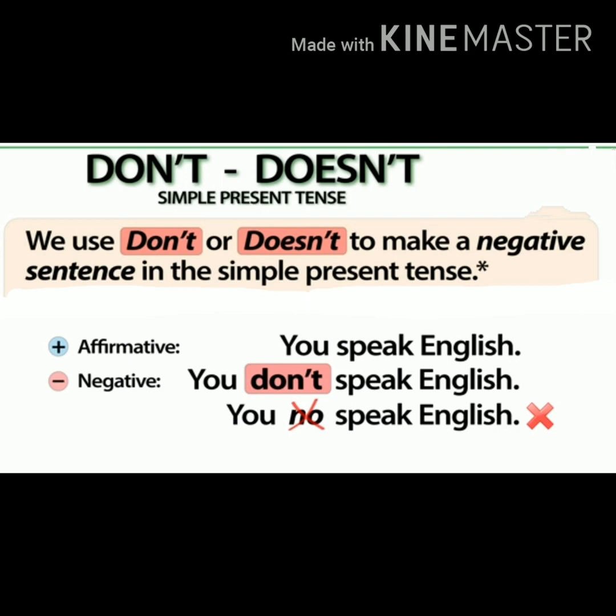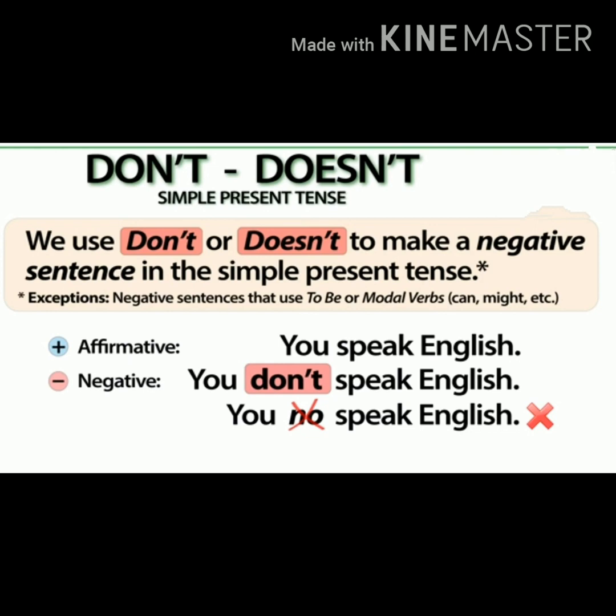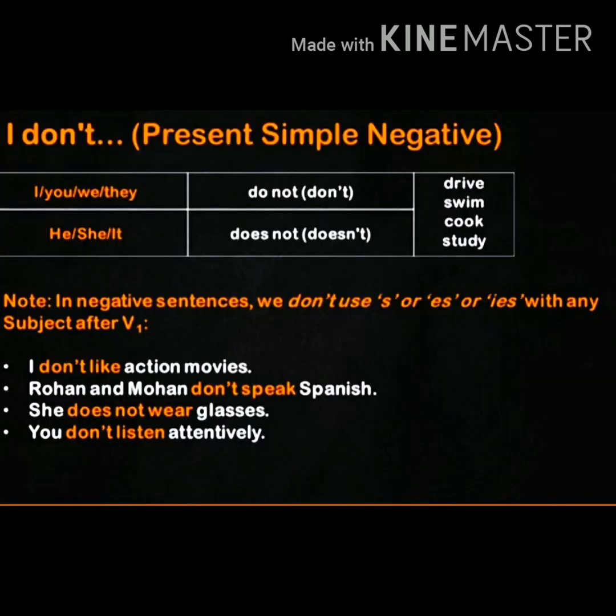Like we have one affirmative sentence, you speak English. When we convert it to a negative sentence, you can say, you don't speak English. You cannot say you no speak English, okay? I think it is very clear. Now, let's go further. I don't. Present simple negative. When the sentence has I, you, we, they, then we can use don't, or you can say do not. Don't is the short form of do not. Yes? And when we have he, she, it, then we will use does not, or you can say doesn't.